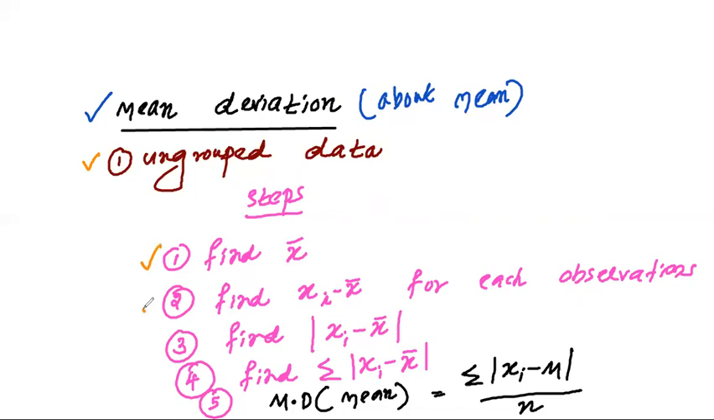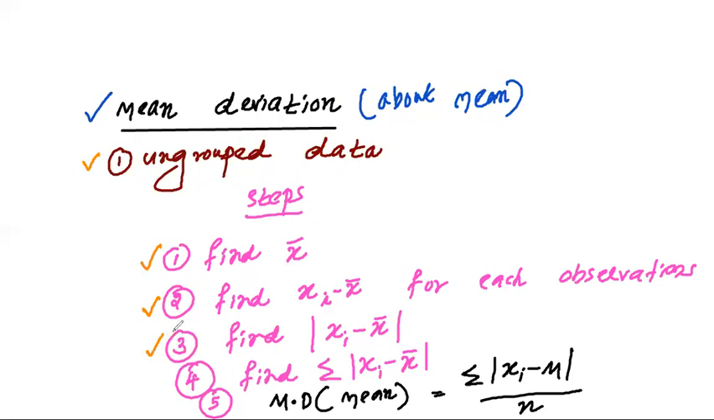After finding the mean, find xi minus x bar for each observation. Xi minus x bar means from each observation, you have to subtract this mean. Whatever you have got as mean, you have to subtract that mean from each observation. That is the second step. It will be more clear while we are doing an example.